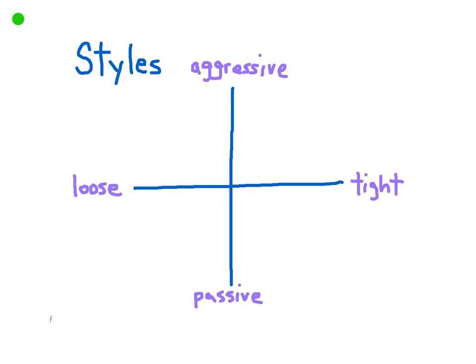So hopefully you notice now we have 4 boxes. And one of them you might even have heard before, tight aggressive at the top right, abbreviated TAG, and maybe you even heard of its cousin to the left, loose aggressive, abbreviated LAG. Now, the boxes at the bottom, they don't have names because they're actually losing styles.